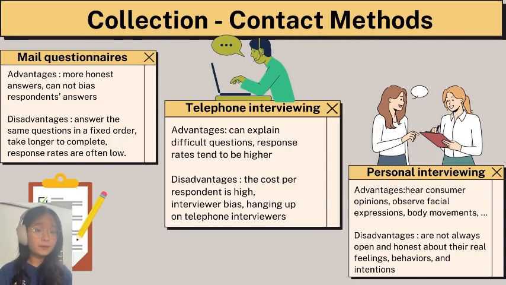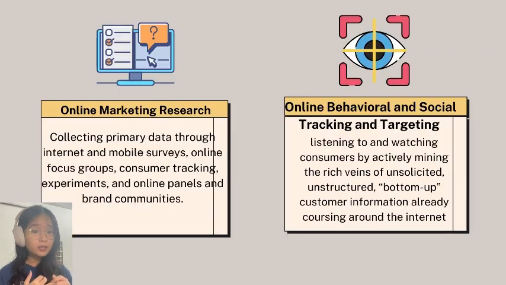So we're going to talk about the next type of collection, which is contact methods, where information can be collected by mail, telephone interviewing, personal interviewing, or online. So we're going to talk about online marketing research. This means you collect data by internet or by mobile survey.